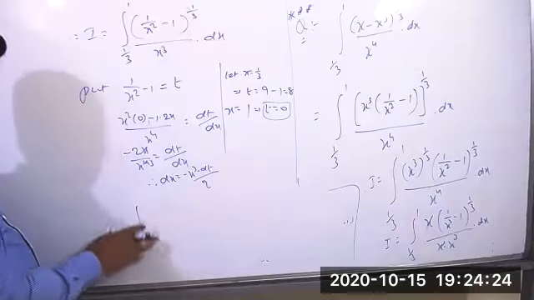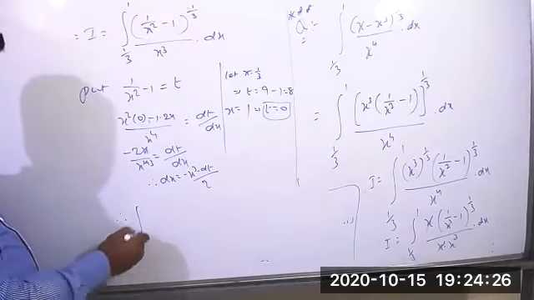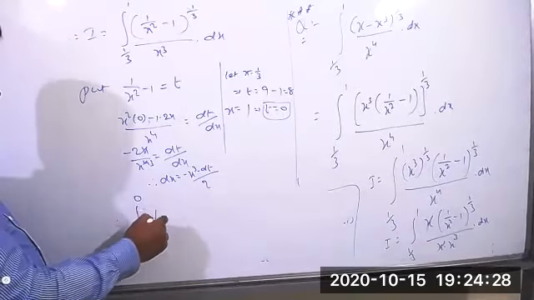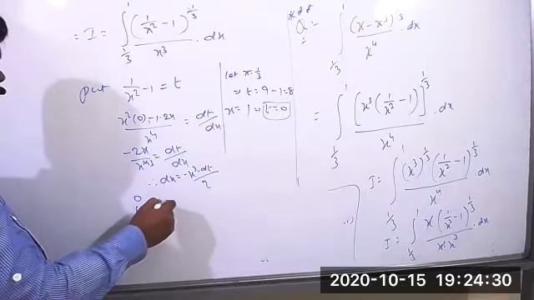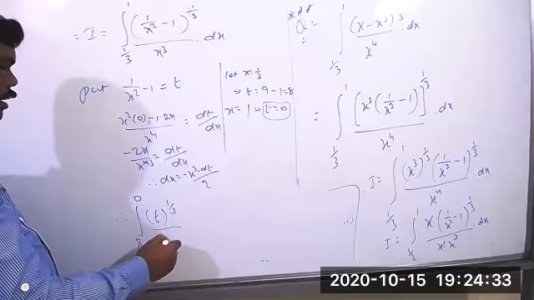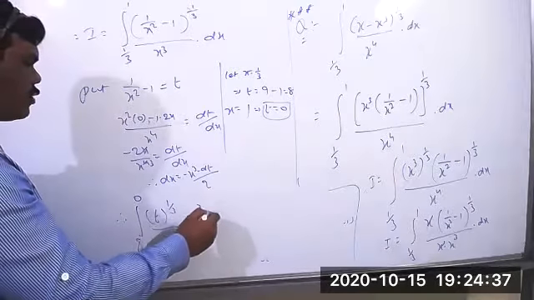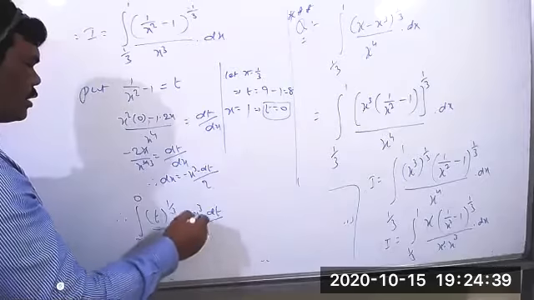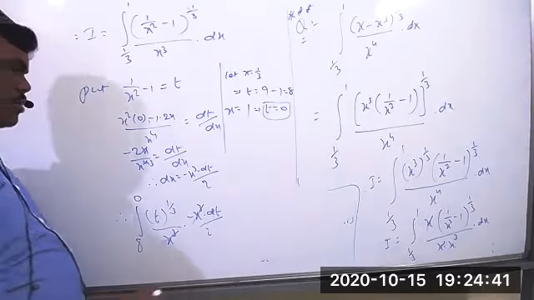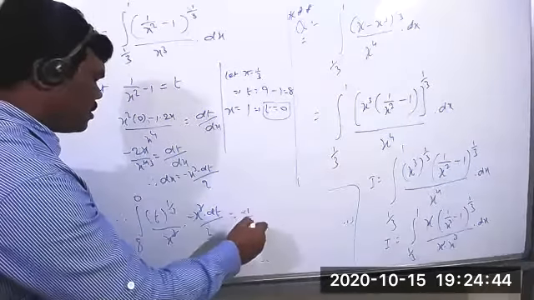This is the limits of, you can change this. Clearly, it is 8 to 0. The t power 1 by 3 whole by x cube into dx equal, you can write now minus x cube into dt by 2. So these two will be cancelled. So minus 1 by 2 you can take outside.